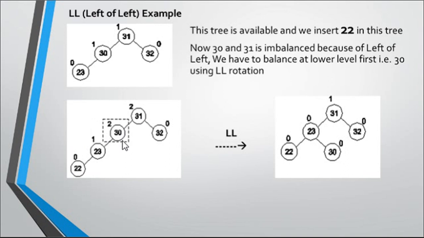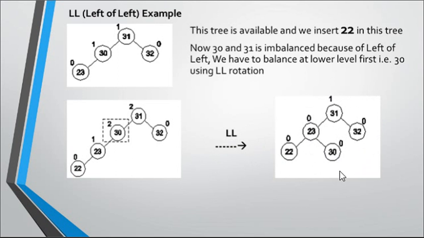Now 30 is imbalanced because of left of left. We have added something to left of left. So the middle one, this is A, this is B and this is C. The middle one B should be the root. So I have to make it root and we'll keep this tree as it is. So the middle one, that is 23, will be the root. So 30 at right and 22 at left. So after balancing with LL, we'll get this tree.